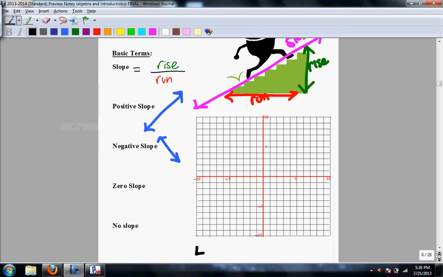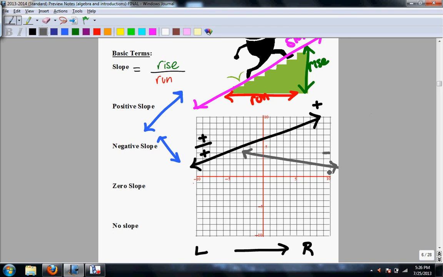So reading a graph from left, going towards the right, if you were to see a line that looks like this, its slope would be a positive slope, which means it would have to be a positive number over a positive number. That is a positive slope line. A negative slope line would be any line that slopes downward. That's a negative slope line. To get a negative slope, you can have a negative over a positive or a positive over a negative. Both of those would give a negative slope.